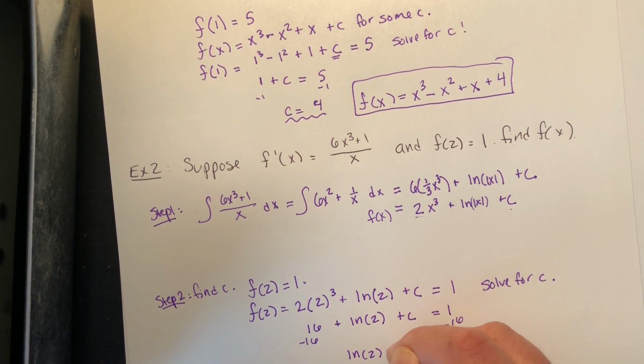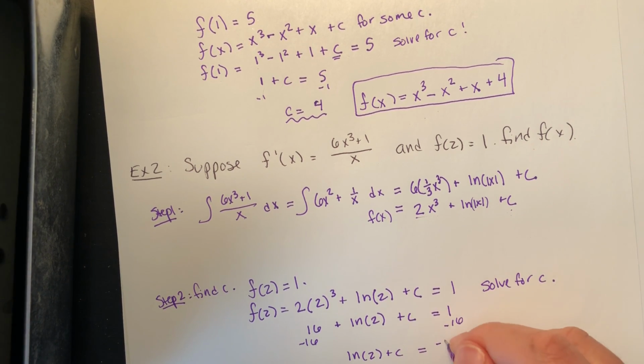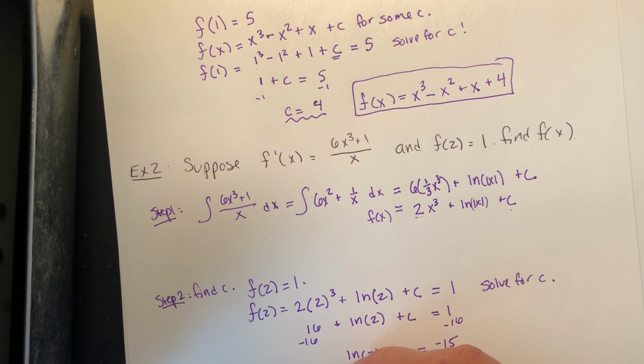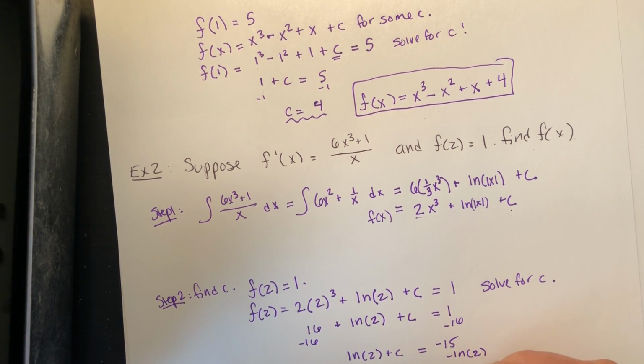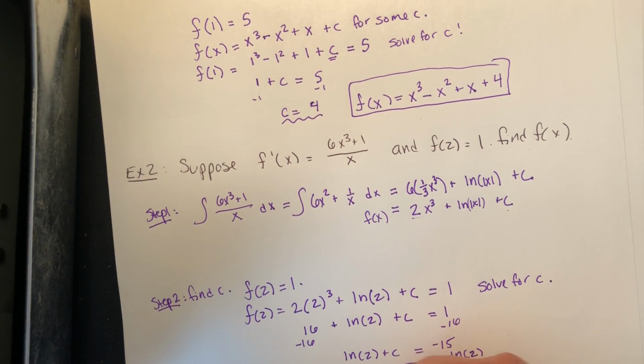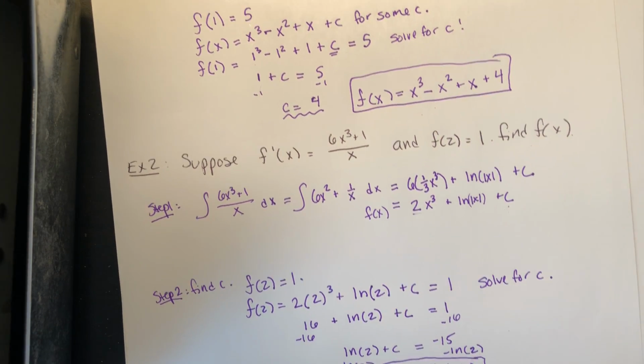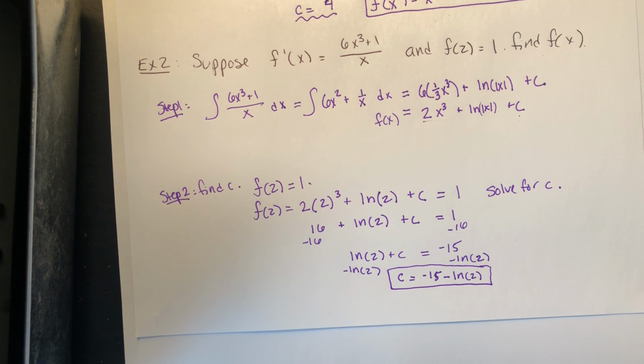2 times 2 cubed would be 2 times 8, which is 16, plus ln of 2 plus c is equal to 1. And I'm just solving for c, so I need to subtract 16 on both sides. We get ln of 2 plus c is equal to negative 15, and then I subtract ln of 2 on both sides to get that c is equal to negative 15 minus the natural log of 2. That's not a very nice looking constant, but it is a constant. It is an actual constant value.